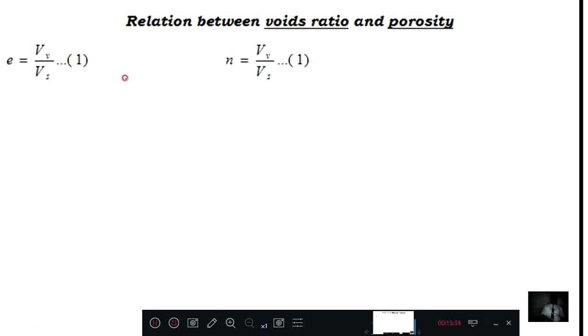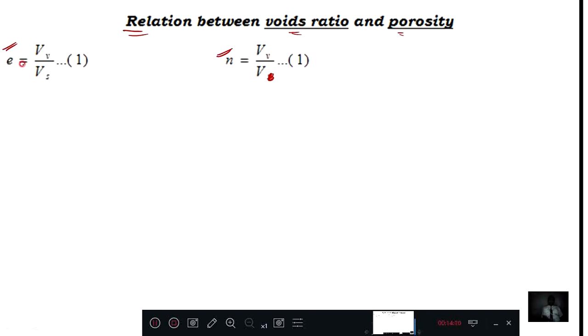And then, what is the relation between voids ratio and porosity? If I know porosity, I could calculate voids ratio. If I know voids ratio, I could calculate porosity. Is it possible? Yes, it is possible. Therefore, we will derive an expression between the voids ratio and porosity. It's just easy. Let us consider a three-phase system, and in that you can define e equal to Vv by Vs and n equal to Vv by V.